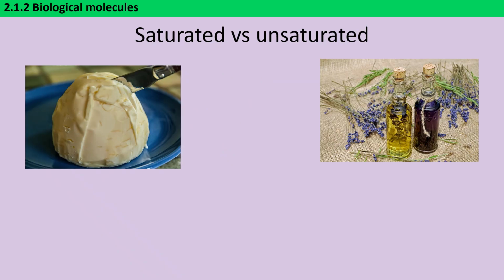You've probably heard of saturated and unsaturated fats in the context of what you eat, but what actually is the difference and where do we find them? Well, generally speaking, saturated fats tend to be animal fats, and these tend to be solids at room temperature, whereas unsaturated fats tend to be things like olive oil or vegetable oil that have come from plants, and they tend to be liquids at room temperature.